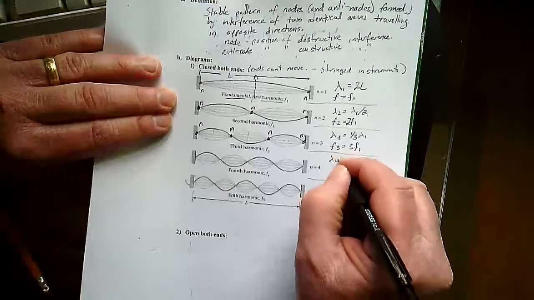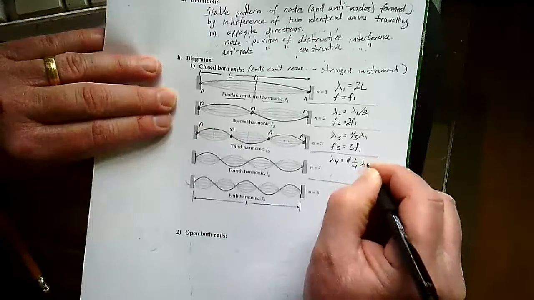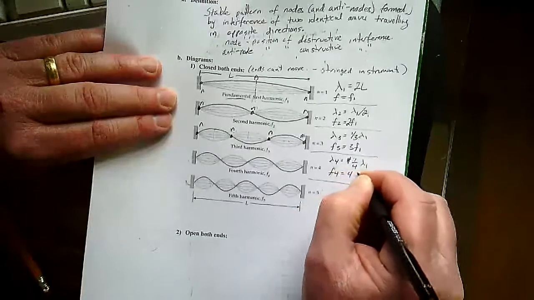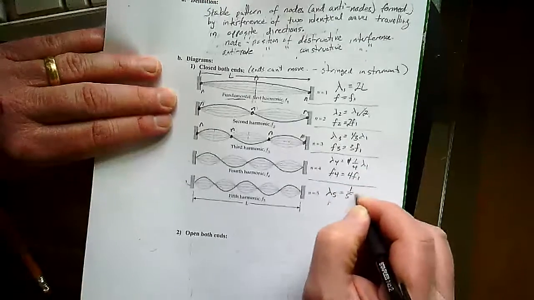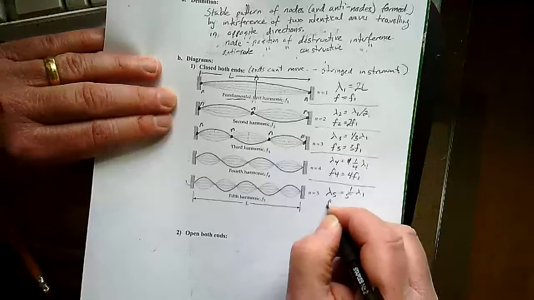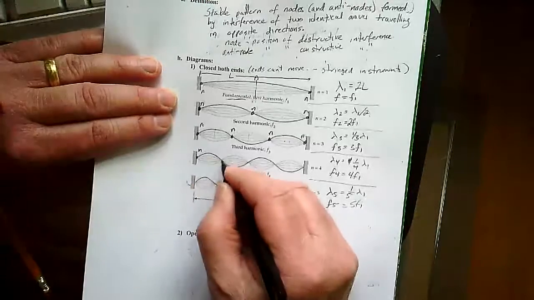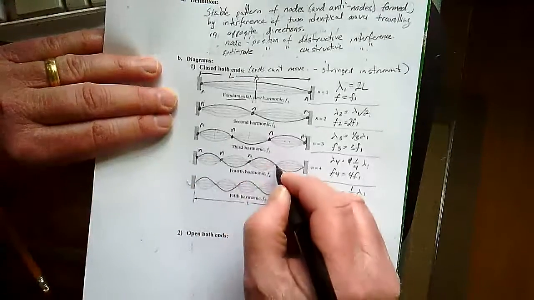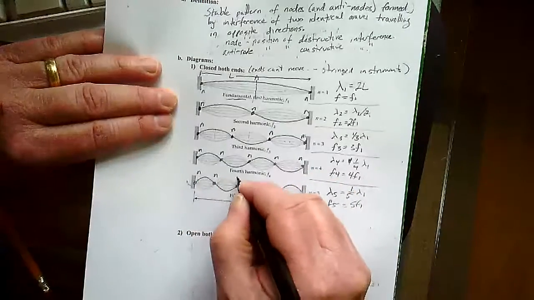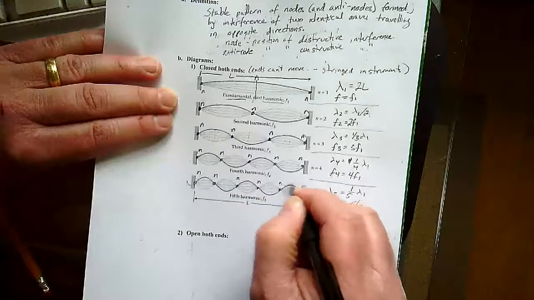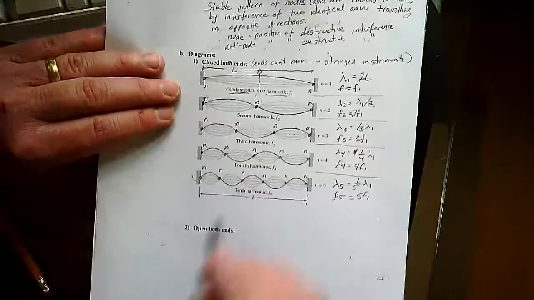Now, wavelength 4 is equal to 1/4 wavelength 1, and frequency 4 is 4 times frequency 1, and wavelength 5 is 1/5 of wavelength 1, and frequency 5 is 5 f1. And every time we're just adding a node to our diagram. All right, now that's what's called closed both ends.